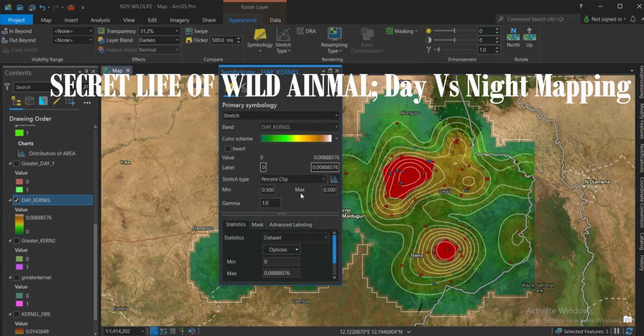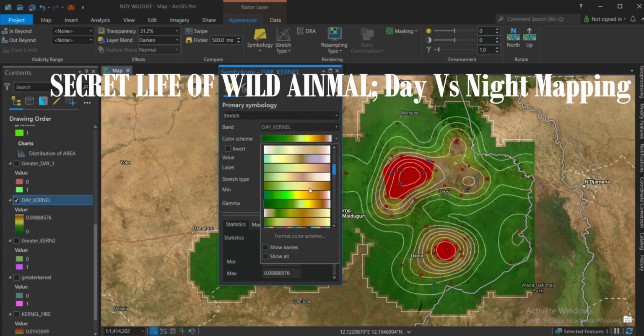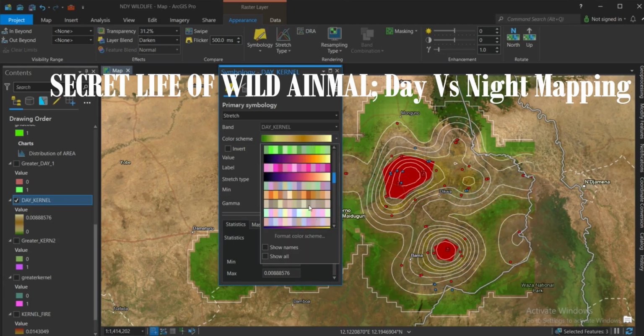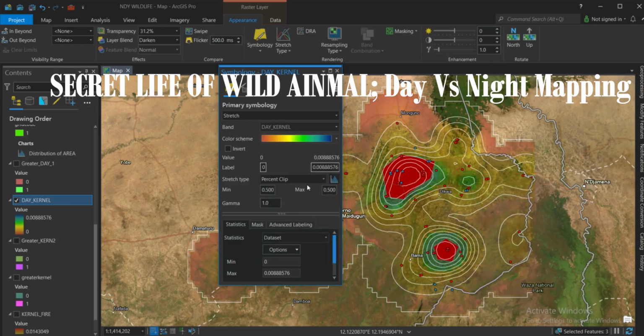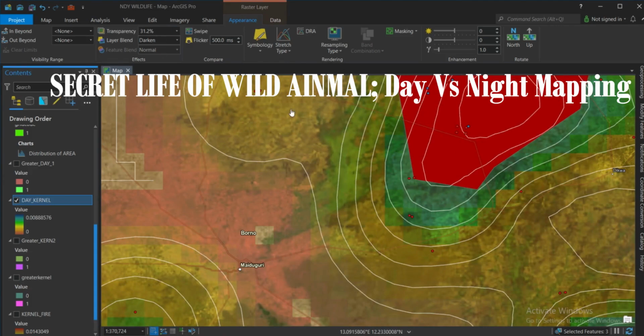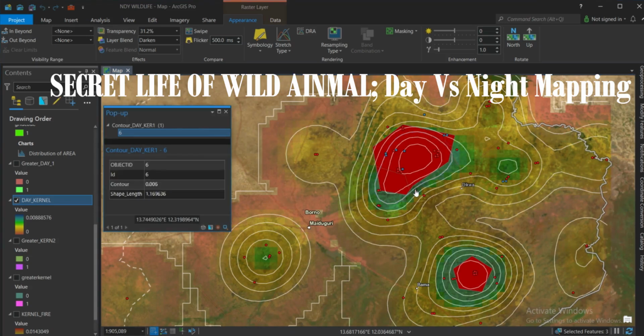So you can choose a color of your choice and make it transparent. Value of 0.006 density.